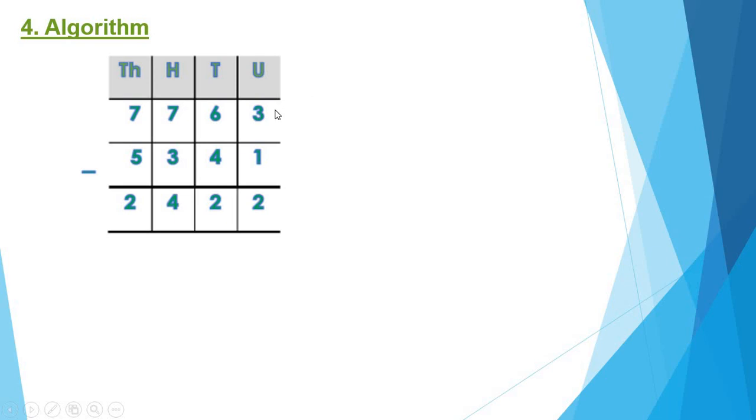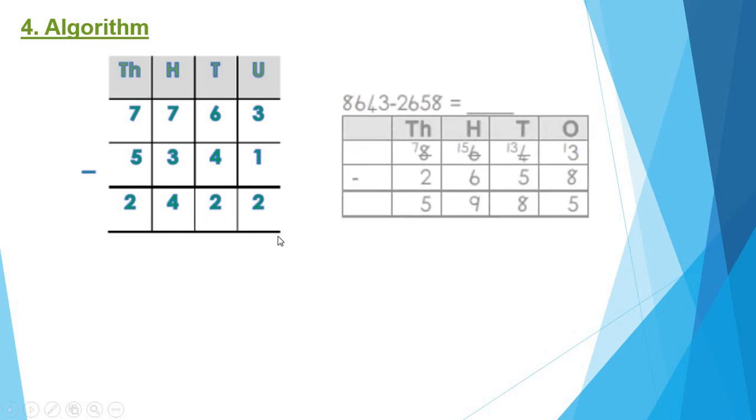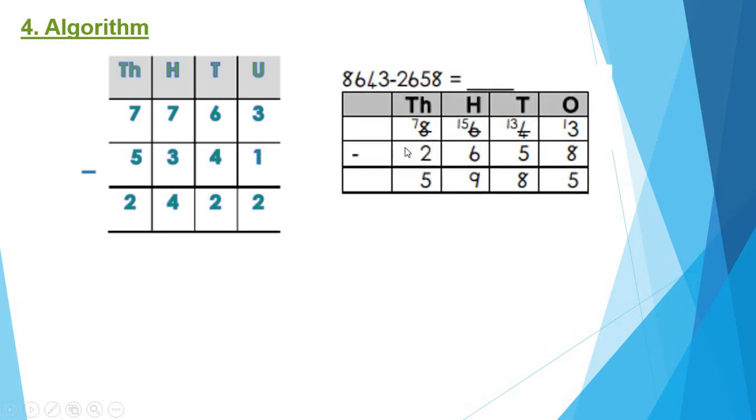So over here, we've got 3 minus 1, which is 2. 6 minus 4, which is 2. 7 minus 3, which is 4. And 7 minus 5, which is 2 as well. So your answer still is 2,422. 7,763 minus 5,341 is equal to 2,422.